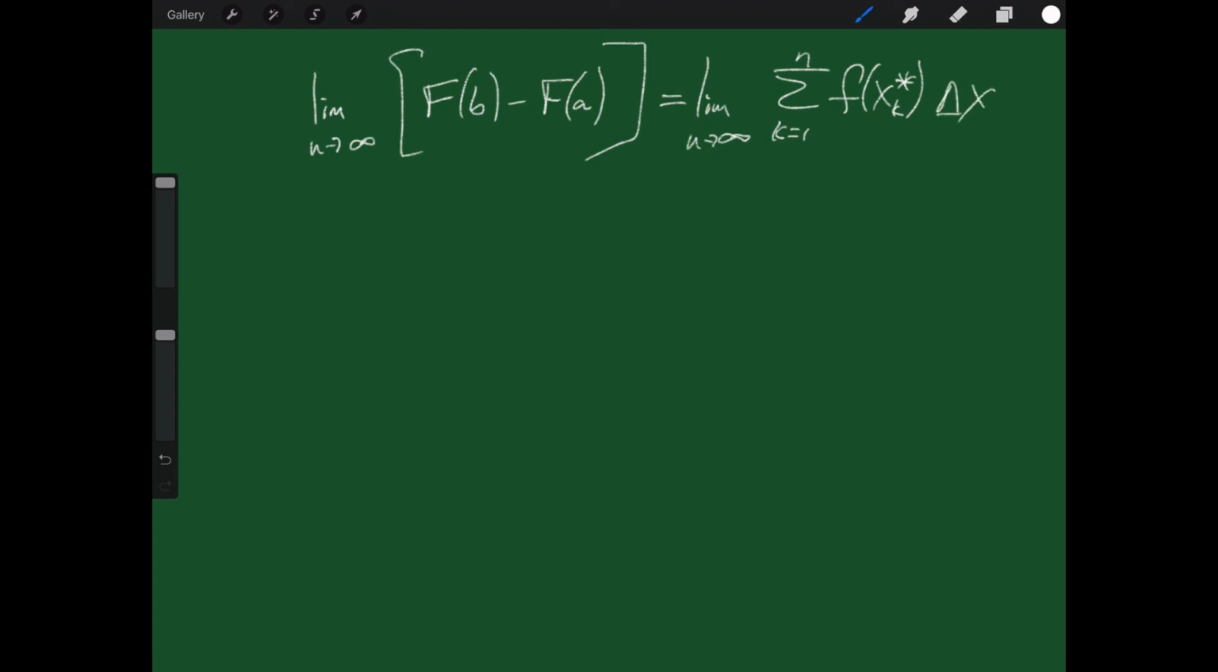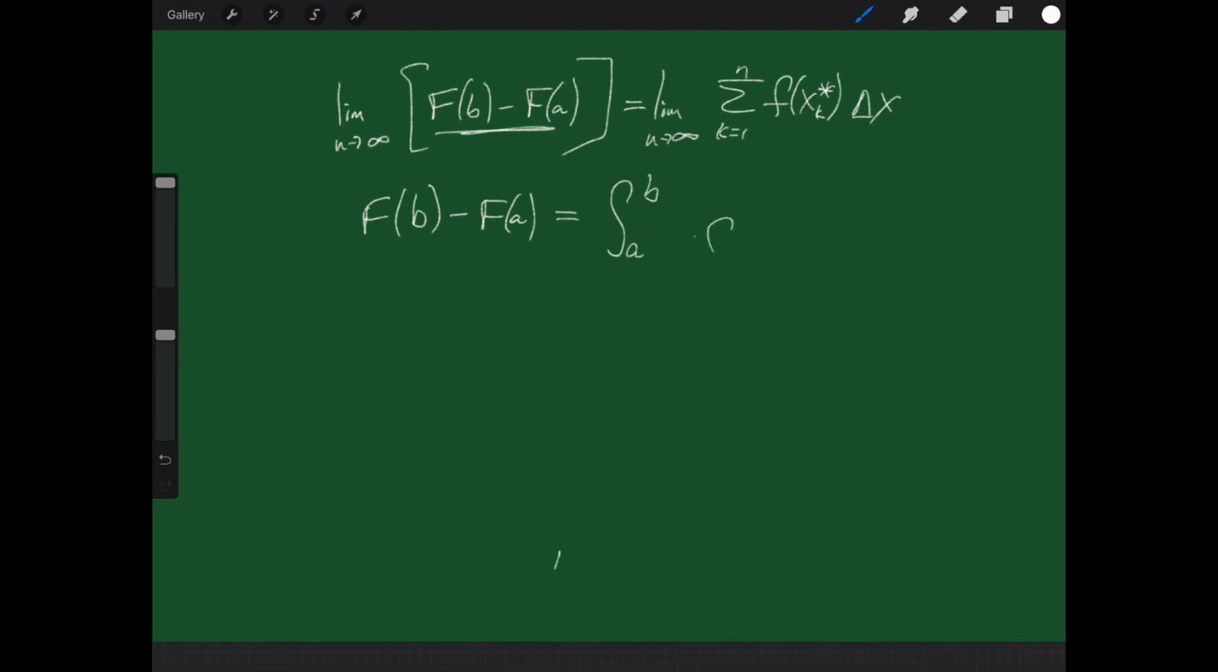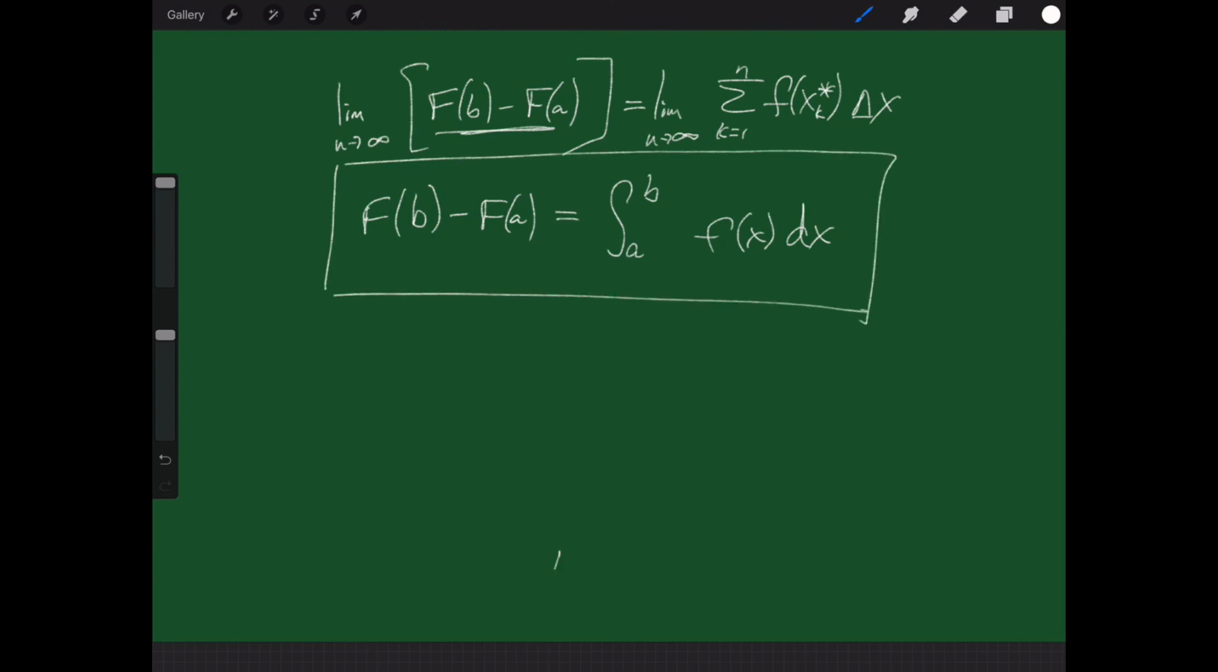All right, this side, that's just a constant. The limit of a constant is a constant, so I get F of b minus F of a. And on the other side, that's a Riemann sum. Well, a Riemann sum, that's a definite integral. So this is the integral from a to b of f of x dx. All right? So this is what we call the fundamental theorem of calculus. And that is what I have boxed in right here.